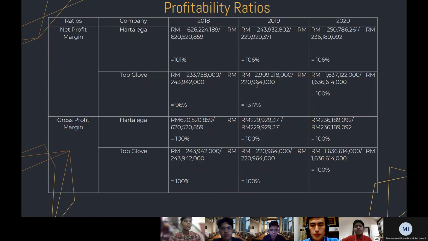So we can conclude that the profit progress is uncertain and there is risk that the profit is not as high as previous year. For gross profit margin, we can conclude that both of the companies have pretty much the same performance since all of the 3 years. Both companies have a percentage of 100% for gross profit margin.